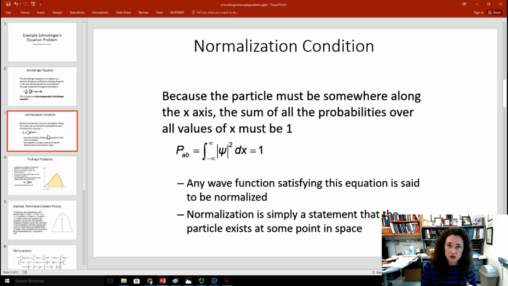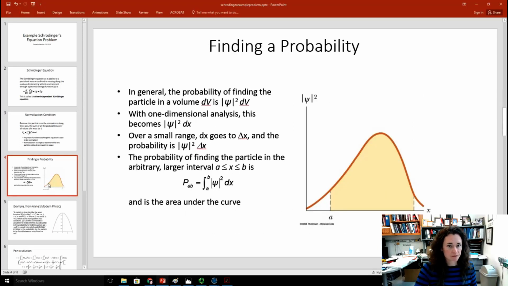You find a solution to the Schrödinger equation, and then you force it to obey this normalization condition, usually by solving for some undetermined constants from the solution to the differential equation. Okay, so that's the normalization condition. The probability has to be 1 if you sum over all possible solutions.